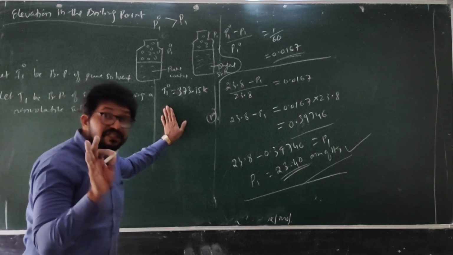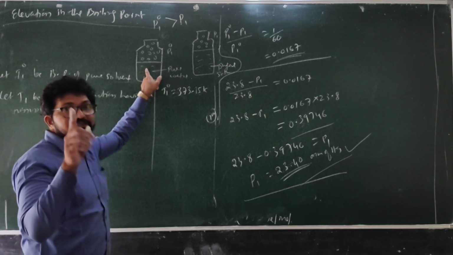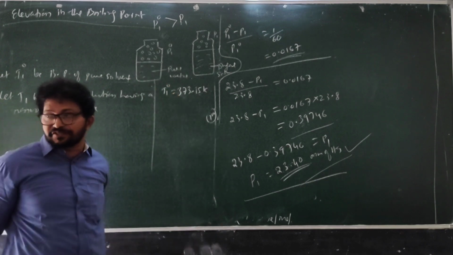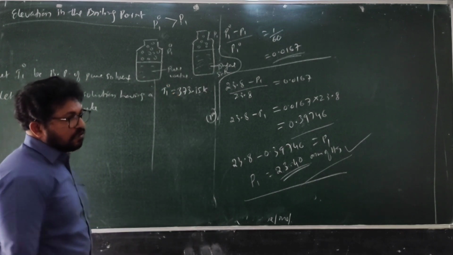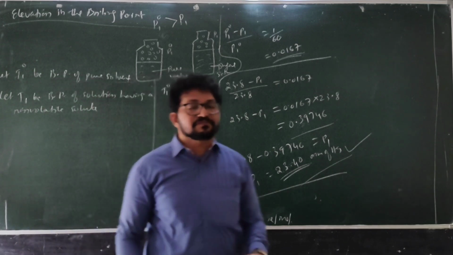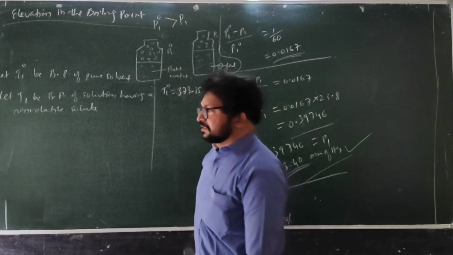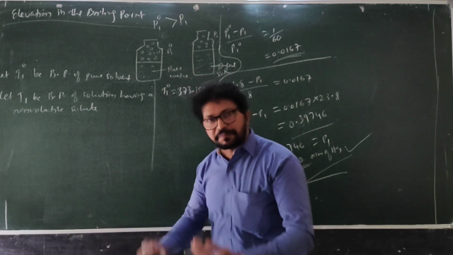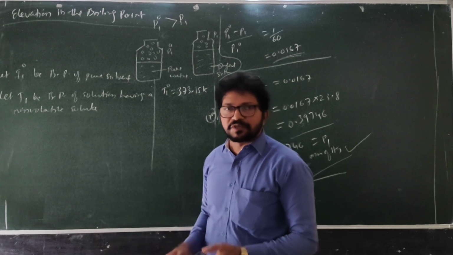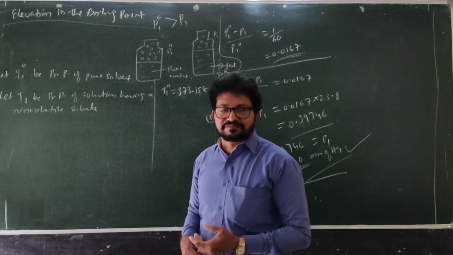At this temperature, the vapor pressure of water is equal to atmospheric pressure. Why did water start boiling at this temperature? If it was at 25 degrees, it will not boil because the vapor pressure is lesser. It is 23.8 something, that is at 298 Kelvin.